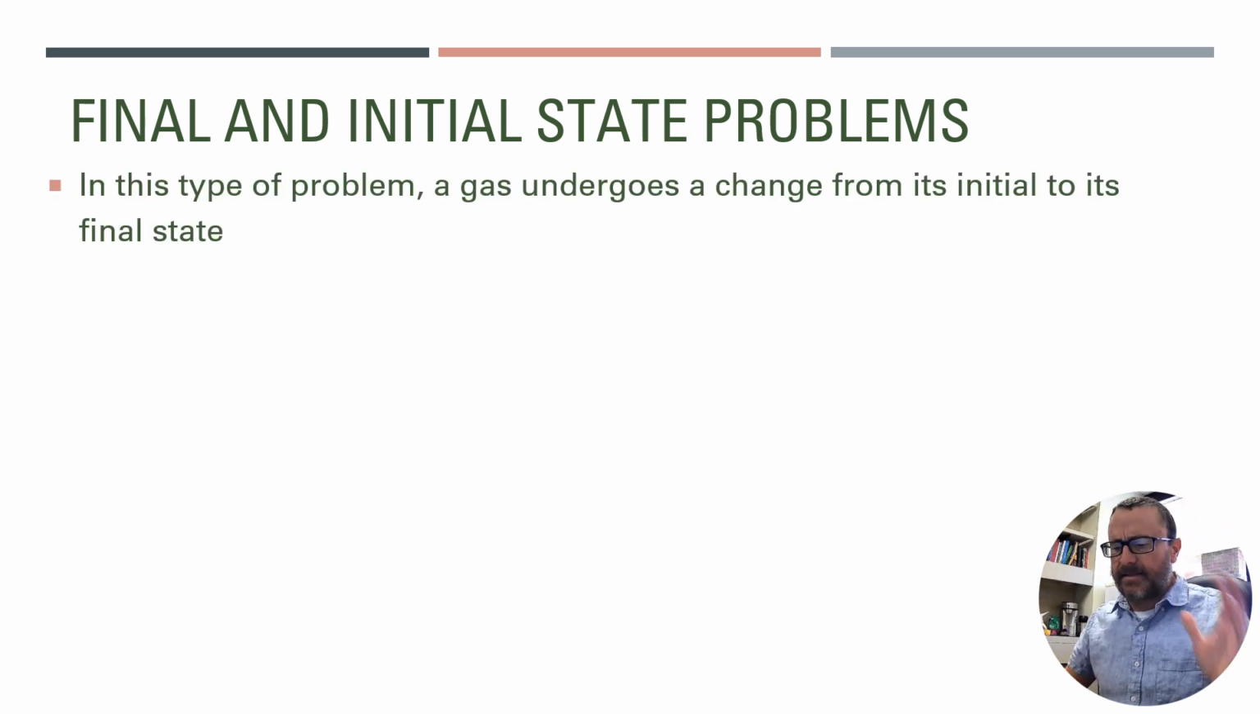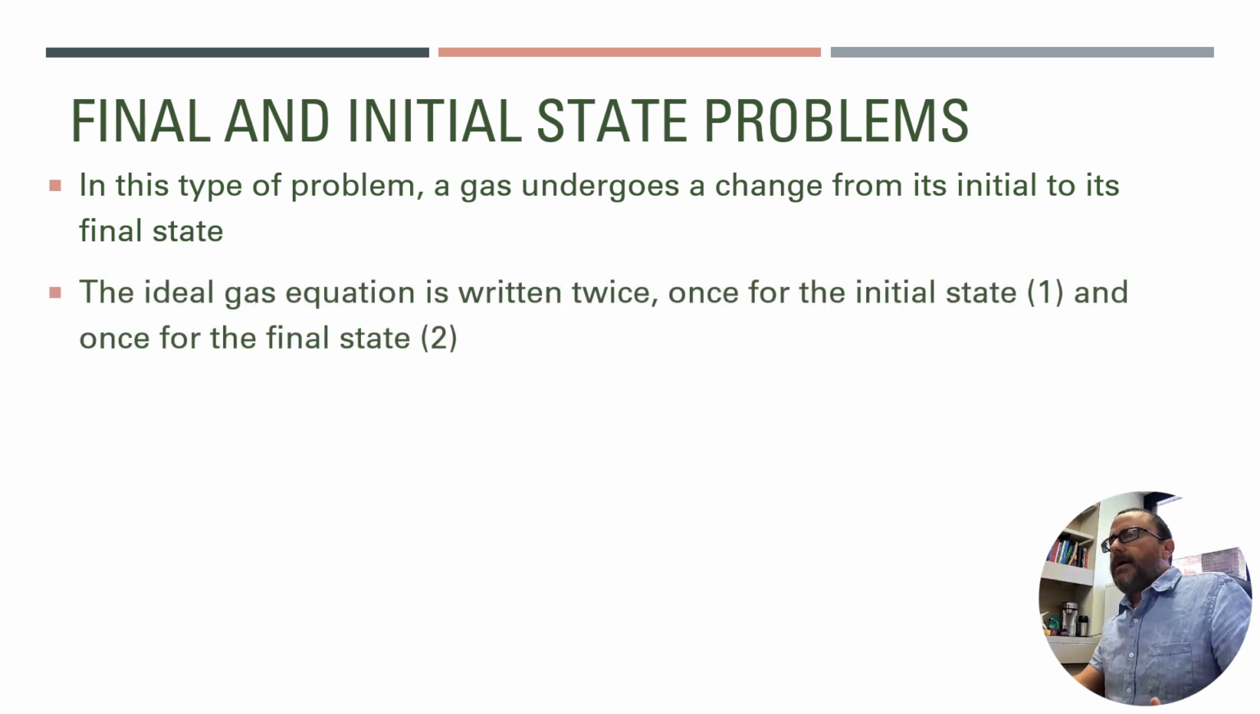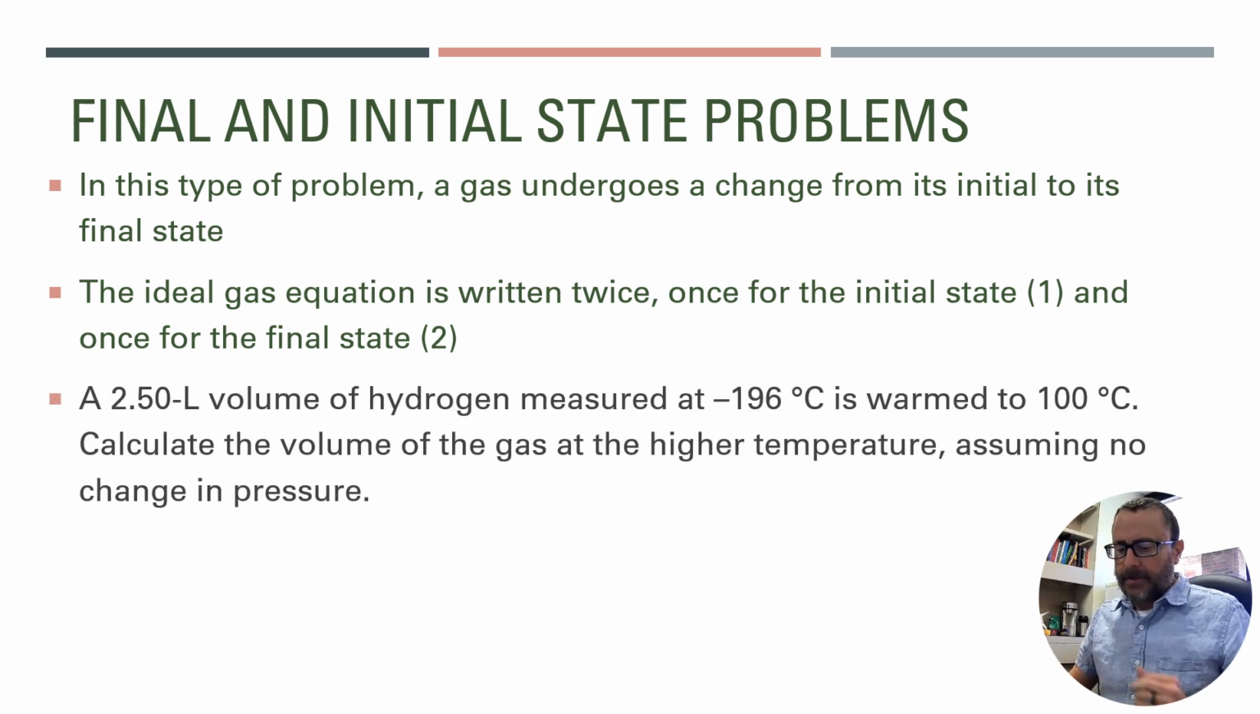Again, this is where our gas is going to undergo some sort of a change over time. Like I said, we're going to take our ideal gas law, write it twice and set them equal to each other. And then we're going to get rid of anything that remains constant over time.